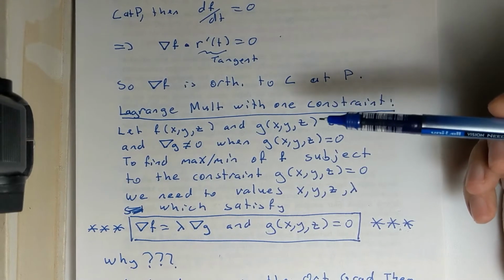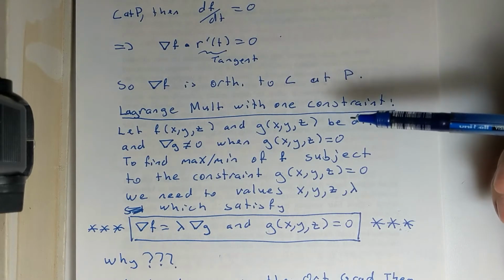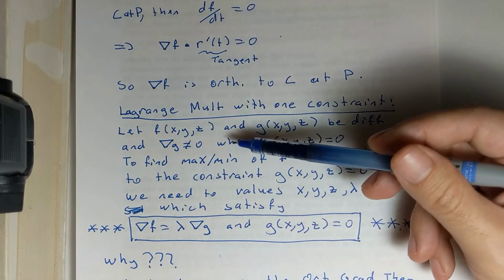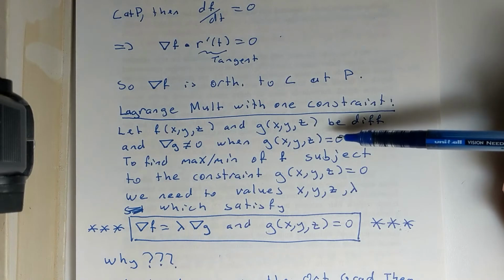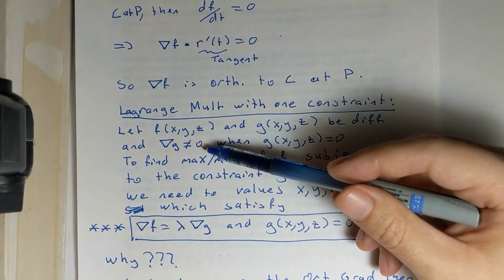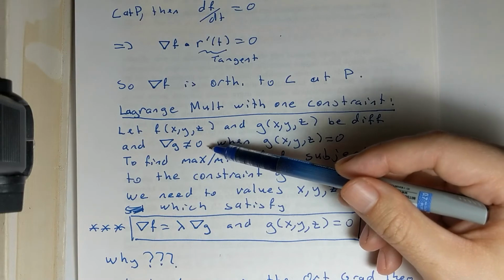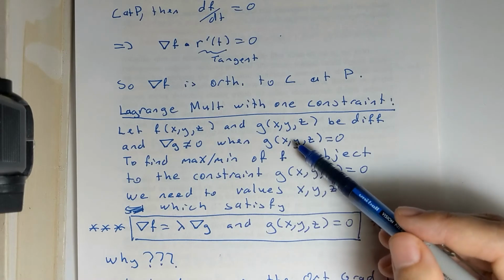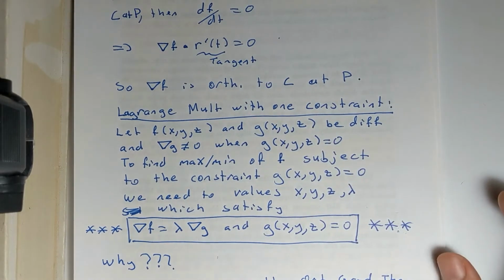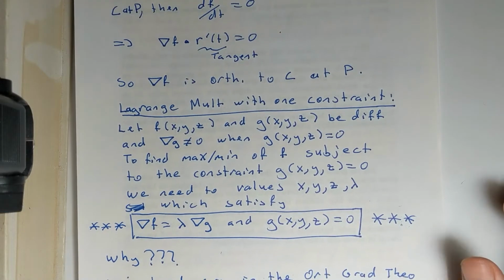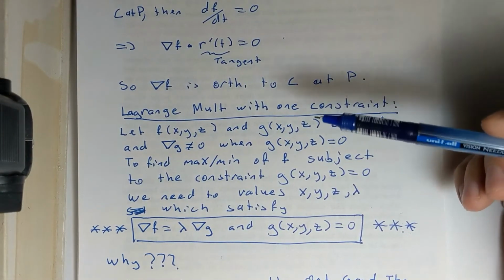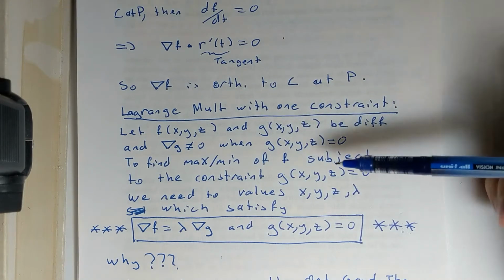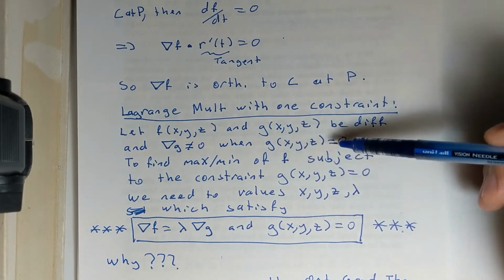Let f(x,y,z) and g(x,y,z), two functions of three variables, be differentiable, and the gradient of g not equal to 0 when g(x,y,z) equals 0. Don't worry about this; I'm going to say why we need this condition in a second. Basically, this is going to be our constraint function, because g(x,y,z) equals 0 is just a level surface.